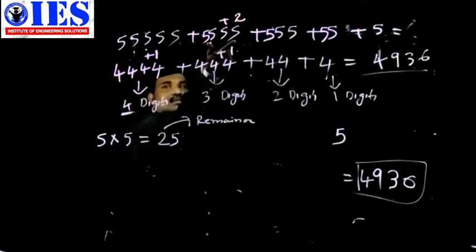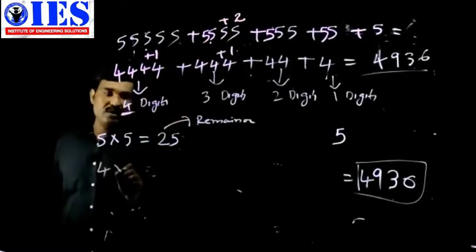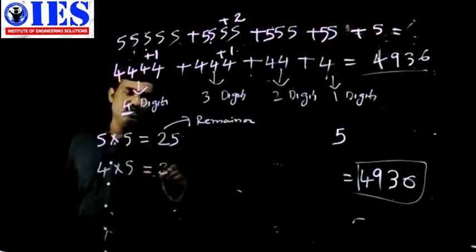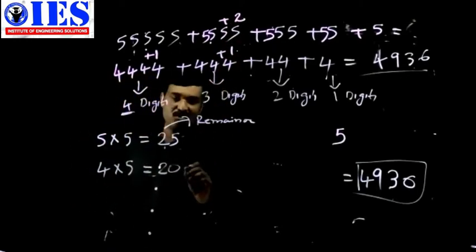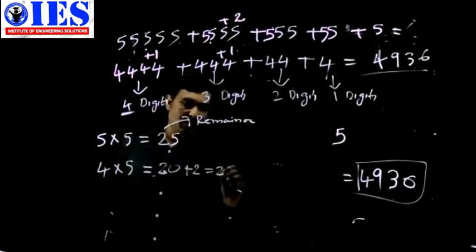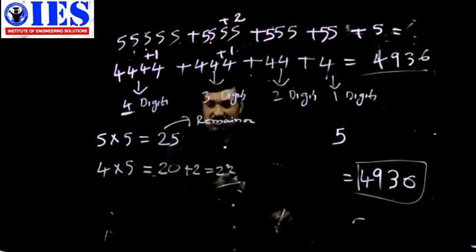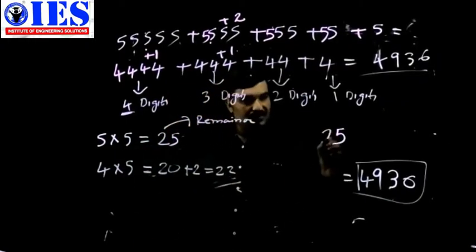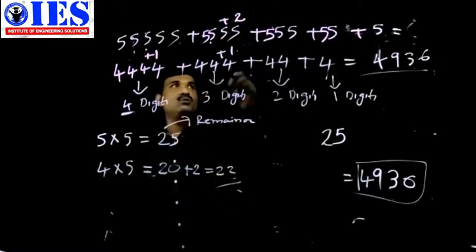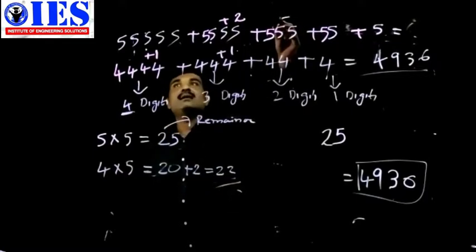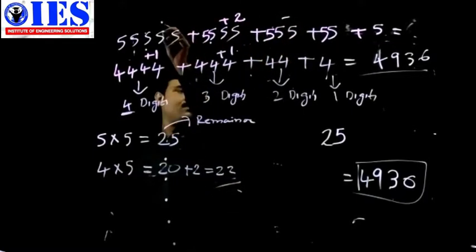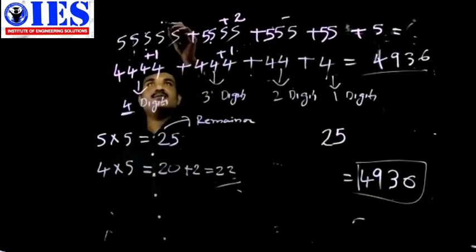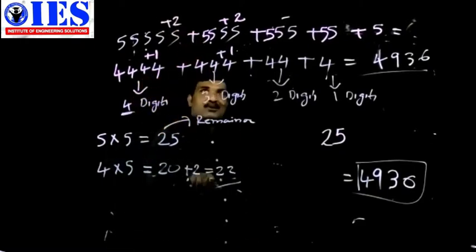Okay. Now we have a 4-digit number, so 4 into 5, that is equal to 20, plus this remainder, so 20 plus 2, this is equal to 22. Right. Now I am taking this 2 here. So the remainder is 2, and the remainder is added. Here also the remainder is 2, right?